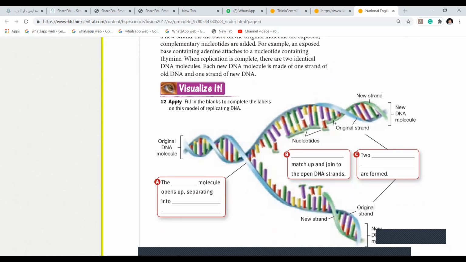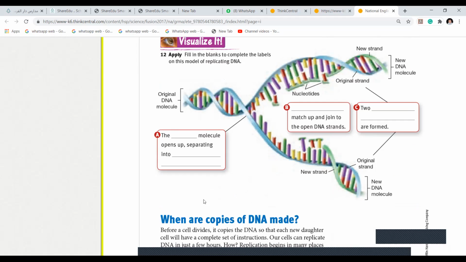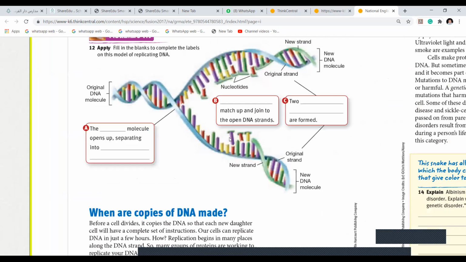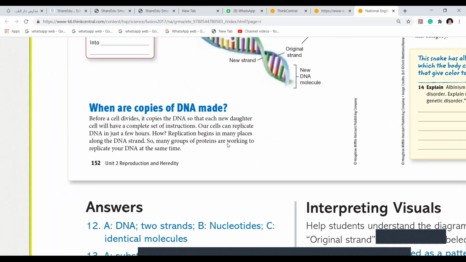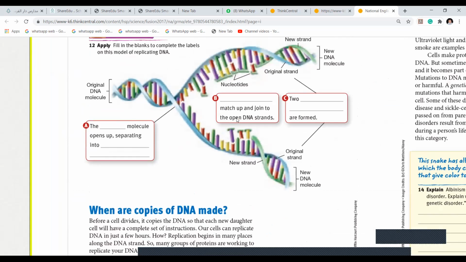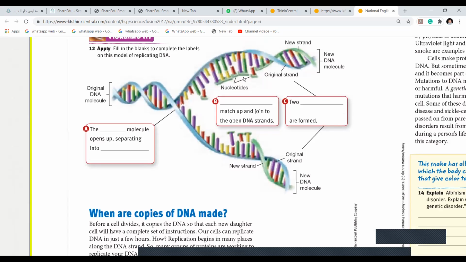This diagram is very important, girls. The DNA molecule opens up, separating into two strands. Clear? Second point: nucleotides match up and join the open DNA strand. These nucleotides match up and join to the open strand.